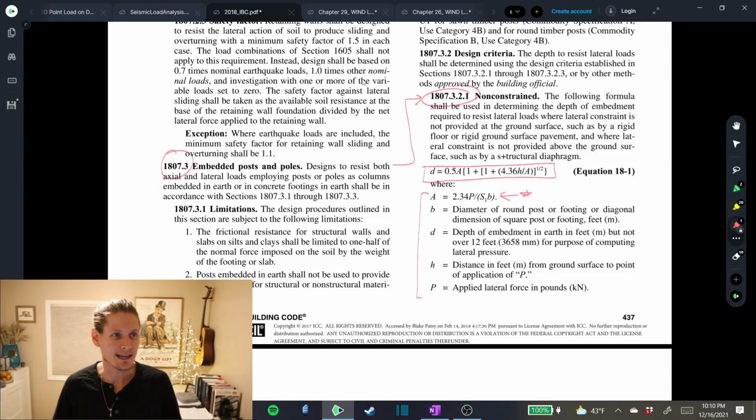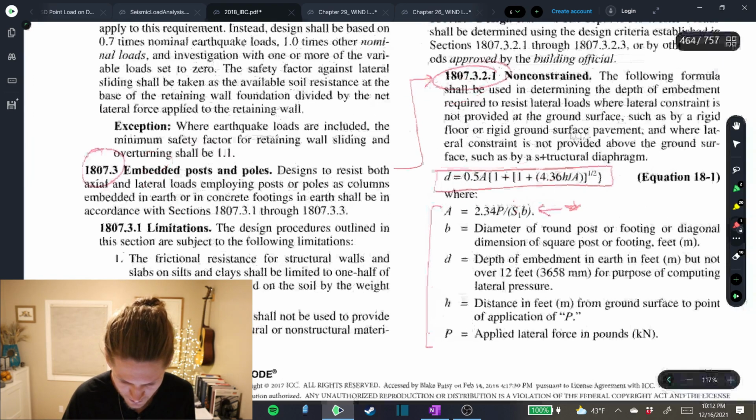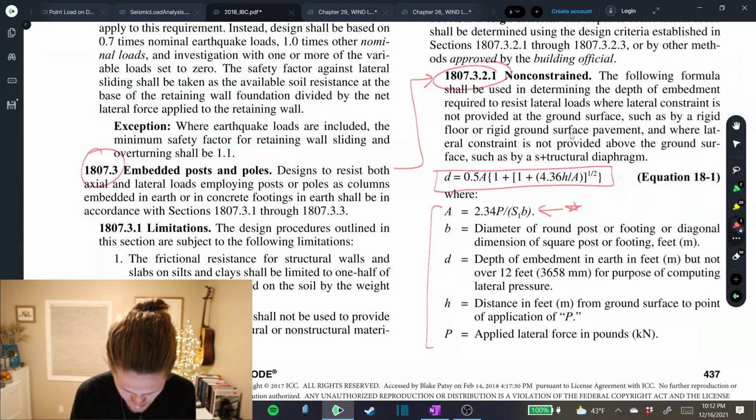So again, let's assume an 18-inch diameter footing. Let's make sure that we keep that in feet. So that's a 1.5 foot diameter footing. And now let's take all of that back and solve for A. 2.24. Back in the IBC, we have our final equation, which now we have all of our parameters besides one.